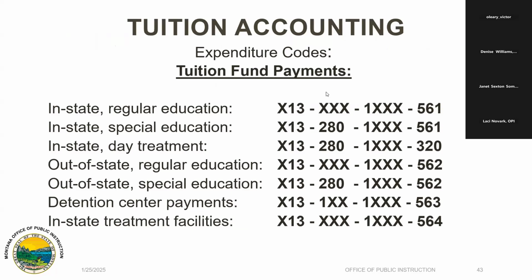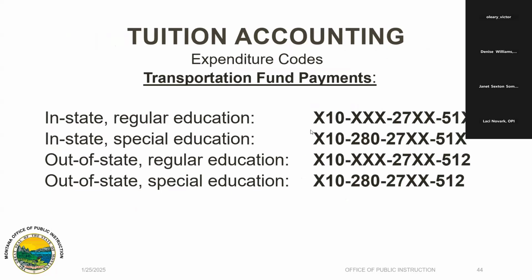And again, here we go. They're just kind of all laid out for you. Be sure that for special education, you use that, because remember, we use that 280 to determine how much you've paid out of your SPED accounts. Transportation, same thing here.